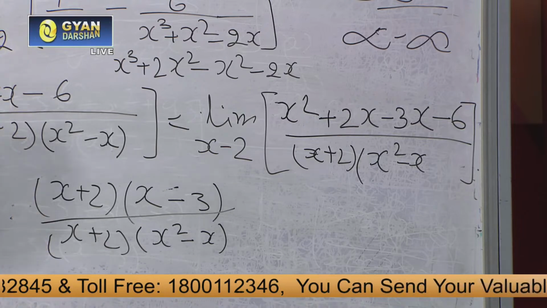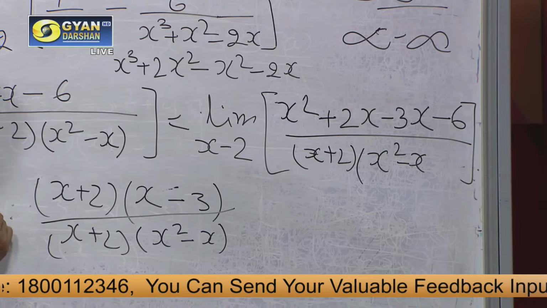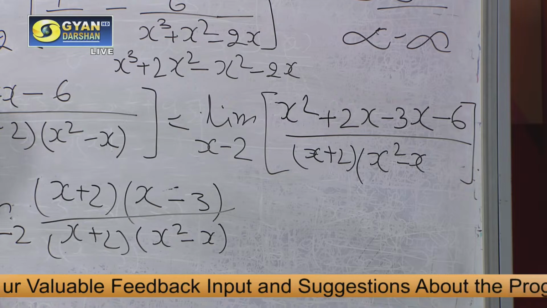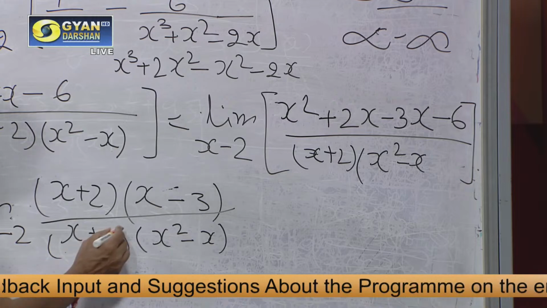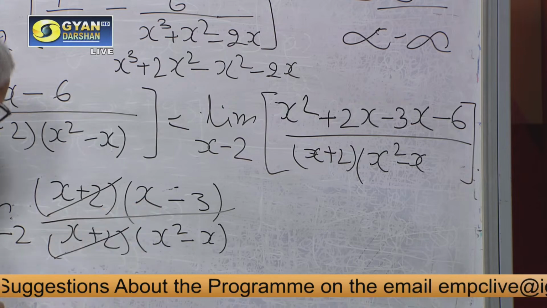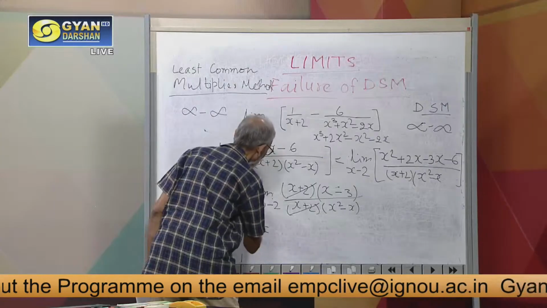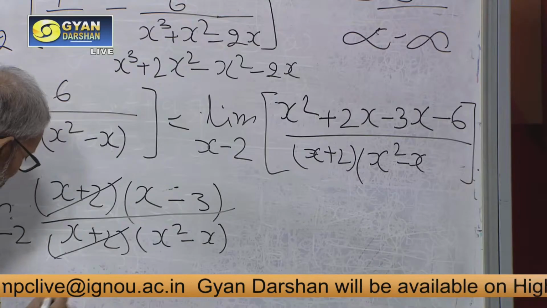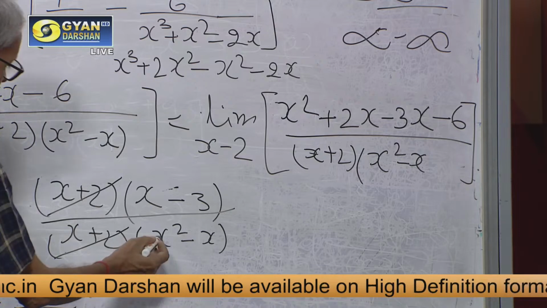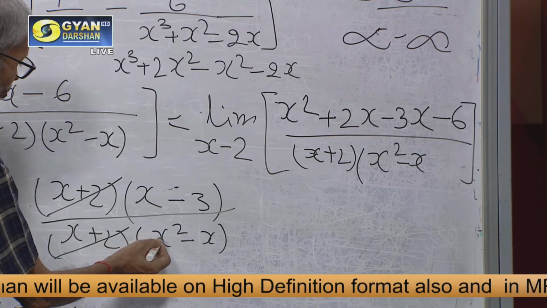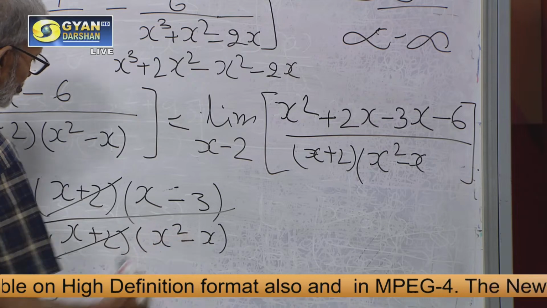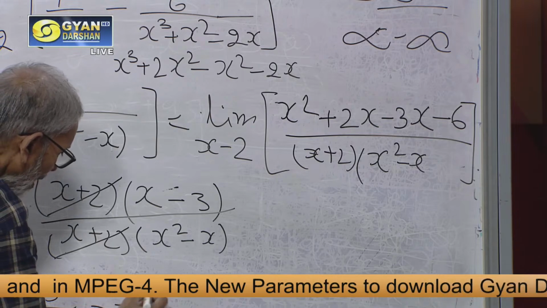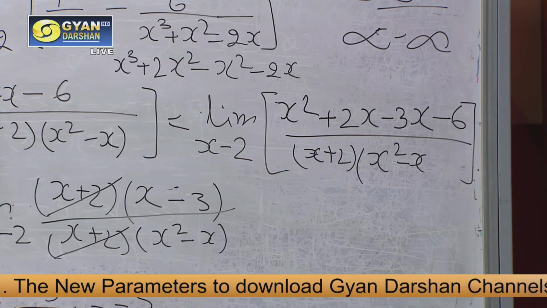This is limit x tends to minus 2. So x plus 2 will be cancelled out, and if we put x is equal to minus 2, it will be minus 5 upon 4 plus 2, 6. So this will be equal to minus 5 by 6.